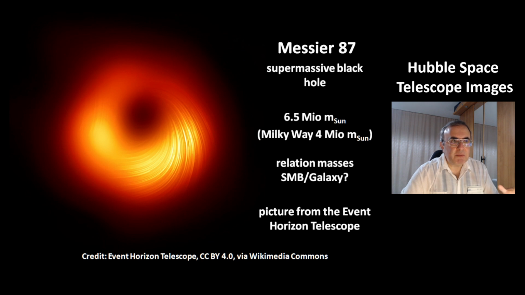This is a picture from the Event Horizon Telescope of its supermassive black hole. It has a mass of 6.5 million solar masses. For comparison, the supermassive black hole of the Milky Way has a mass of 4 million solar masses. And it could be that there's a relation between the mass of the central supermassive black hole and the mass of the galaxy it is in.